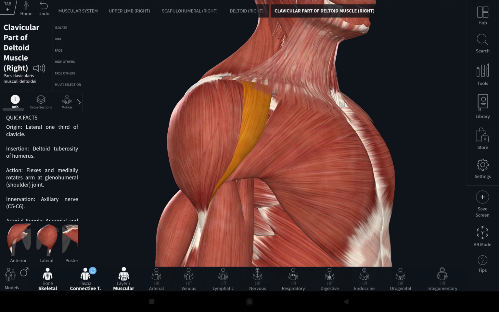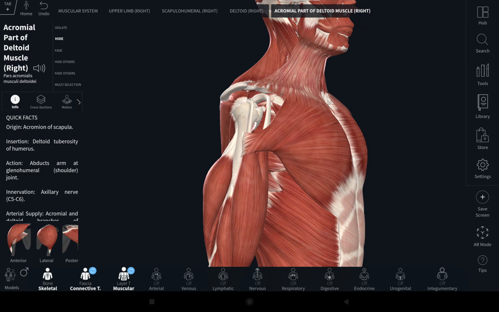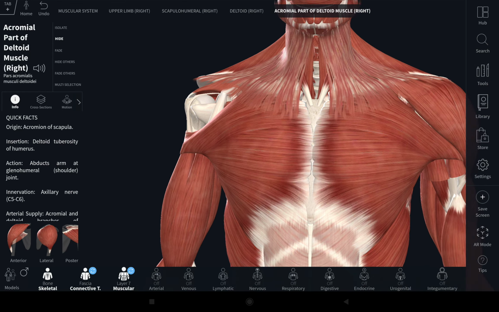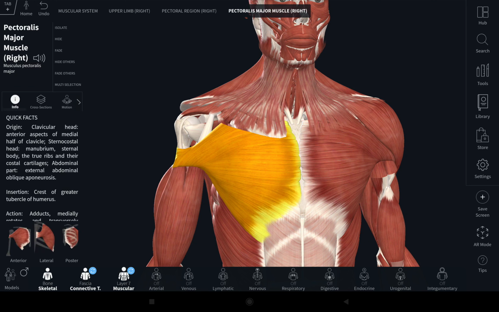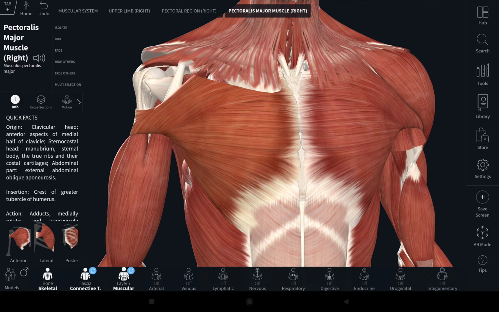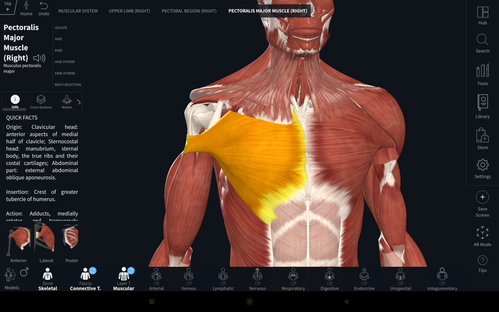Then we will remove the deltoid muscle. Then we see a big muscle in the pectoral region or in the chest. This is the pectoralis major muscle. It has a clavicular head, which arises from the medial half of the clavicle, and the sternocostal head arises from the manubrium, sternal body, the true ribs and their costal cartilages, and the abdominal part arises from the external abdominal oblique aponeurosis. We remove this muscle.